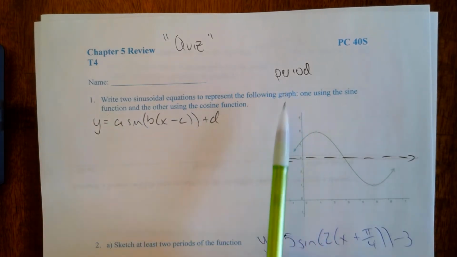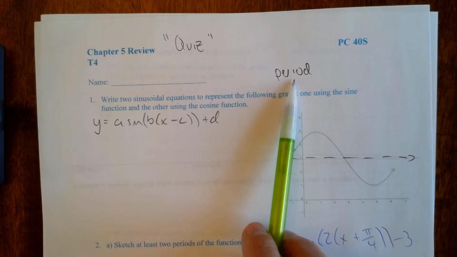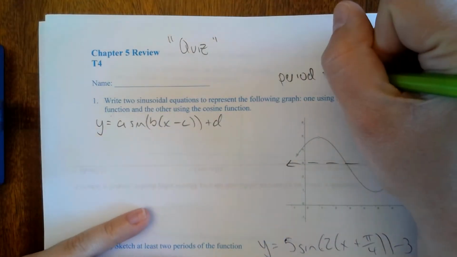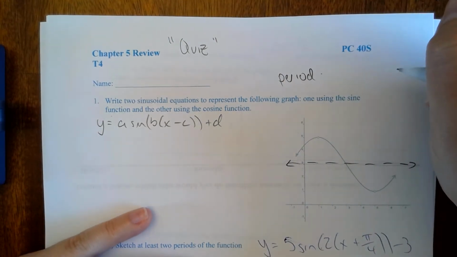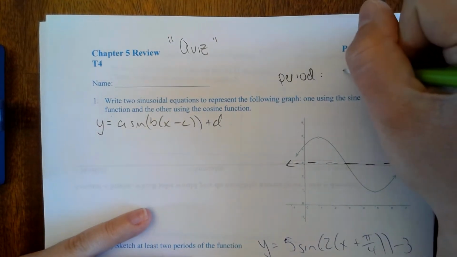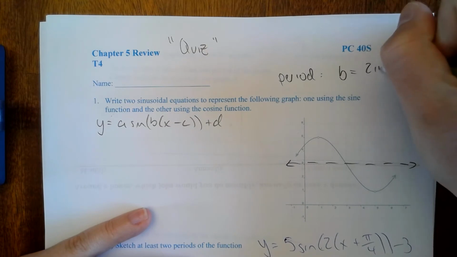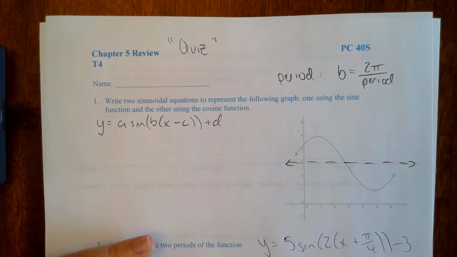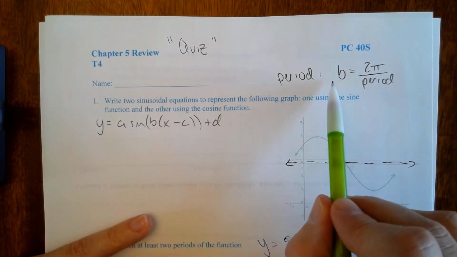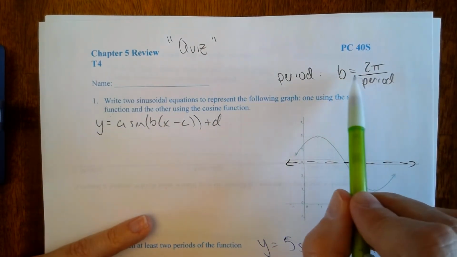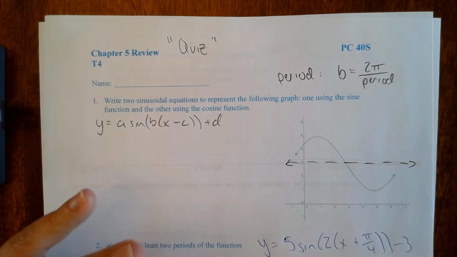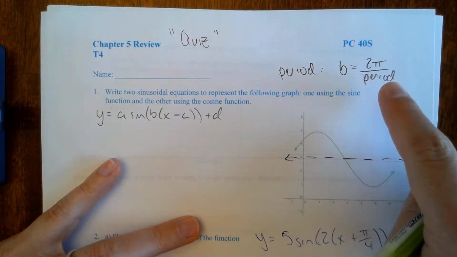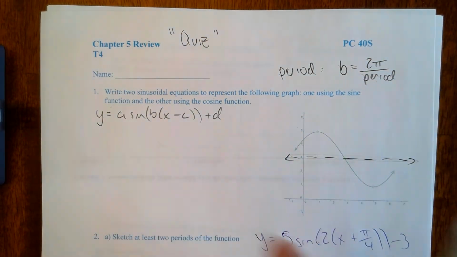So to find the B value, B equals 2 pi over the period. And we know that period equals 2 pi over B, so they can kind of be switched around there. So let's determine from the graph what the period is, and then we'll substitute in here, and then we'll have our first value for our equation.